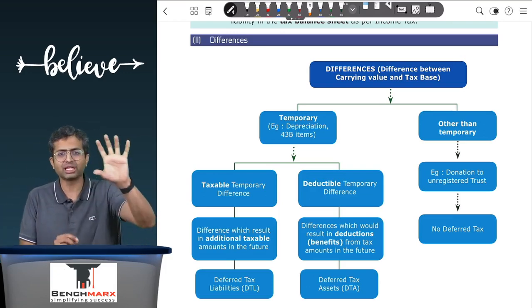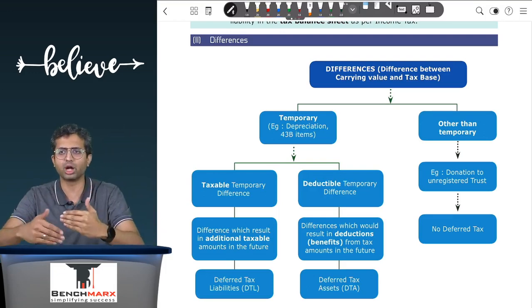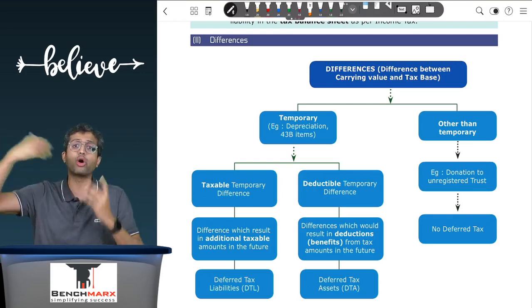And hence the carrying value, which is 80, and the tax base, which is 50, means that in the books of accounts you are going to get a greater deduction of 30 rupees in the later years.